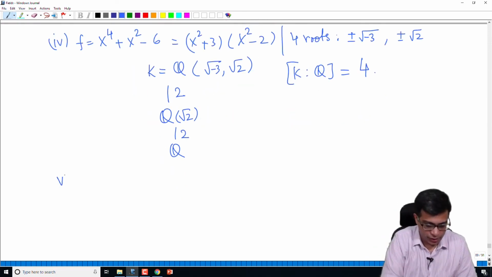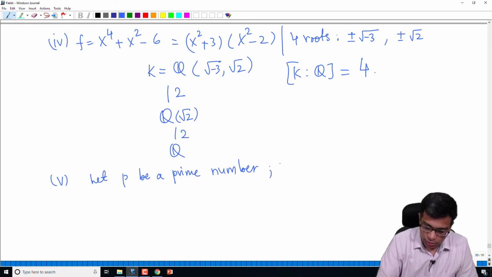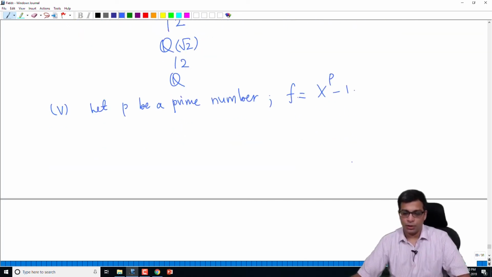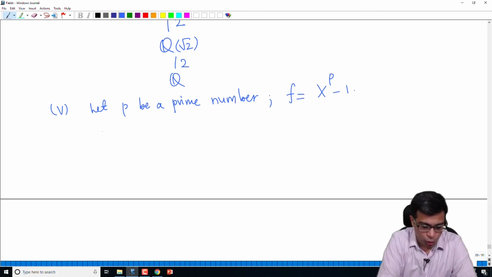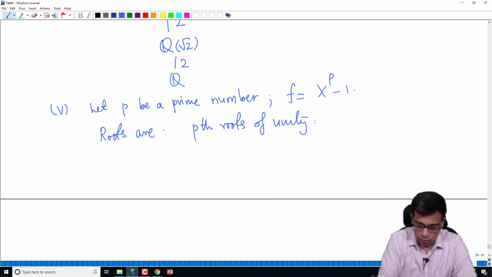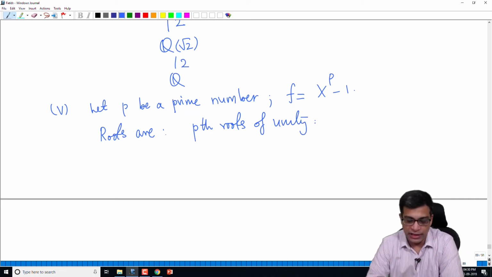And one final example in this problem, 5: let p be a prime number, prime integer as always, and take f to be x power p minus 1. What is the splitting field? Here the roots are pth roots of 1. And what we observe is that because p is a prime number, the degree will be p minus 1.